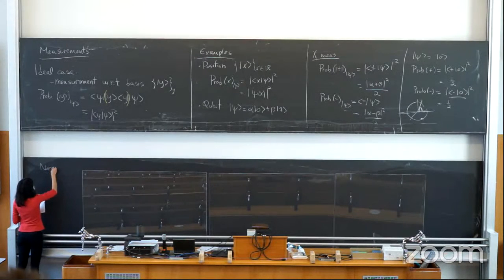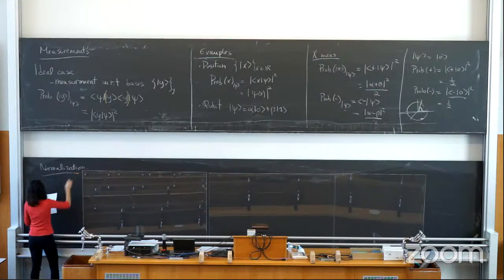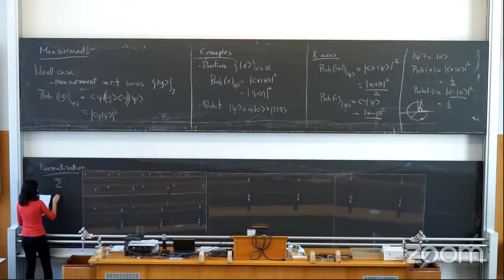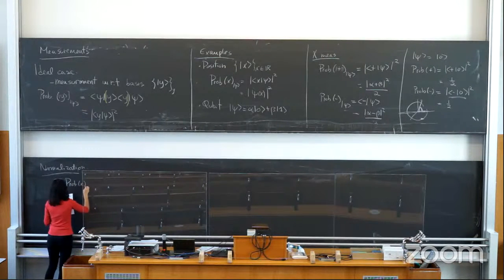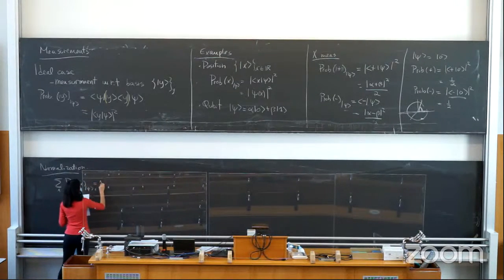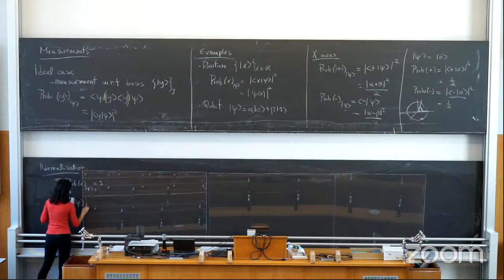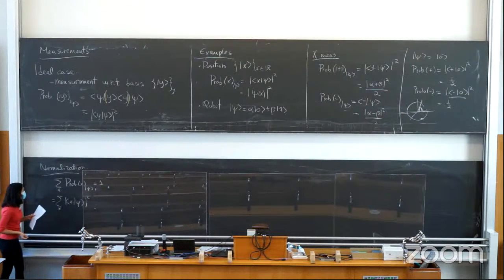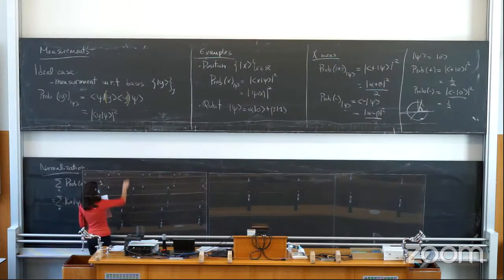So normalization just means, as we saw before, that the sum over all basis elements of the probability of getting x, when measuring state psi, should be 1. That's just the sum over x of this. In the continuous case, this means the square of the wave function modulus. The other thing is the global phase.